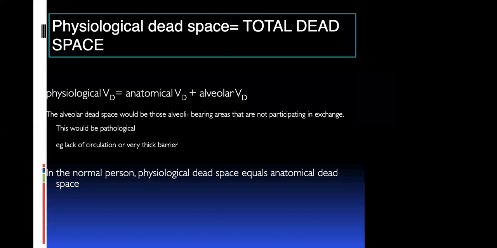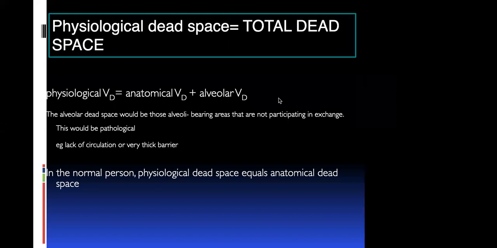Now, there's a formula relating physiological dead space to anatomical dead space. Physiological or total dead space is equal to anatomical dead space plus alveolar dead space. That's the third type of dead space. We already know what anatomical dead space is. Alveolar dead space is the amount of gas which is in contact with the alveoli, but still doesn't participate in exchange.